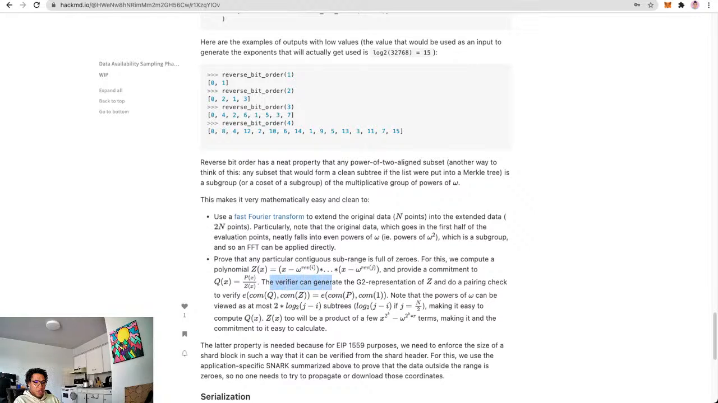Okay, the verifier can generate the G2 representation of Z and do a pairing check to verify.